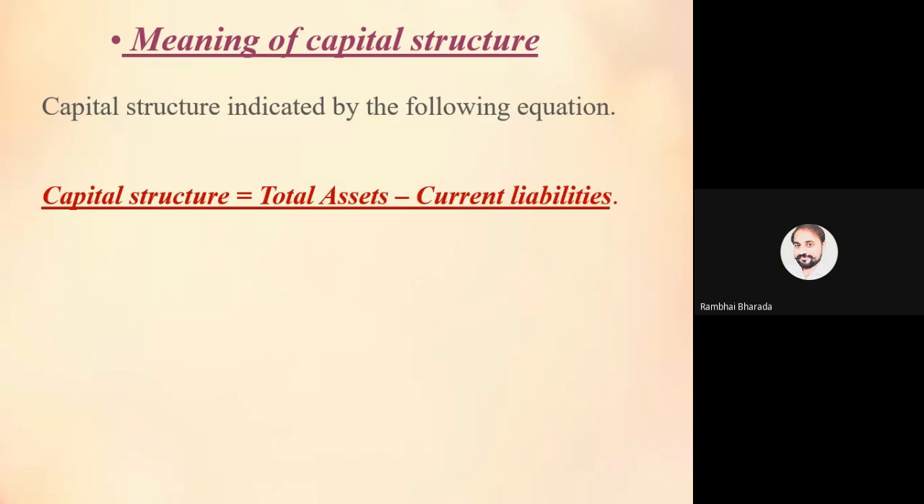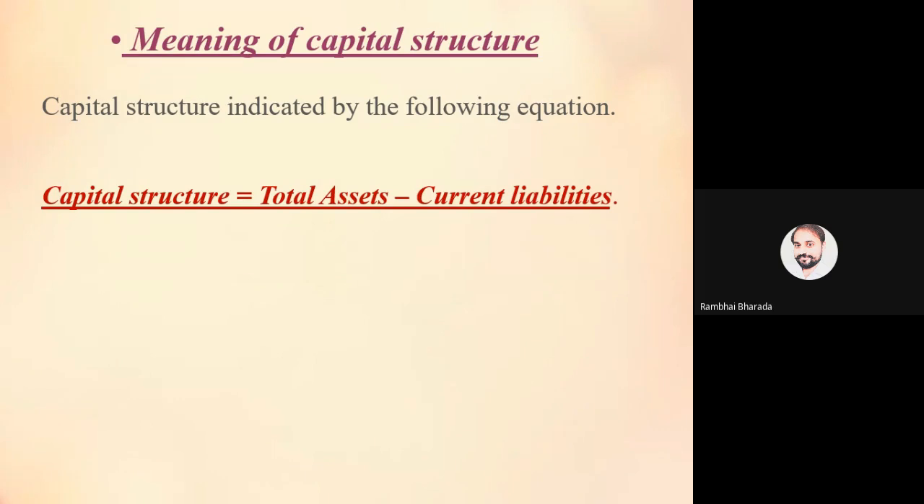Now, please note down this formula. Actually, it is from the accounting point of view. Capital structure means total assets minus current liabilities. If I give you the balance sheet of XYZ Limited, and from that balance sheet I ask you to find out the capital structure of the company, you need to do this. The balance sheet already gives the total. You need to find out the current liabilities and deduct them from the sum total of assets. You will get the capital structure.